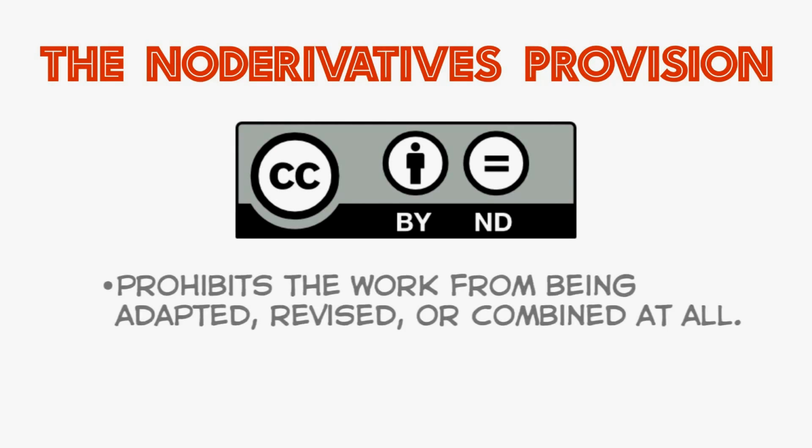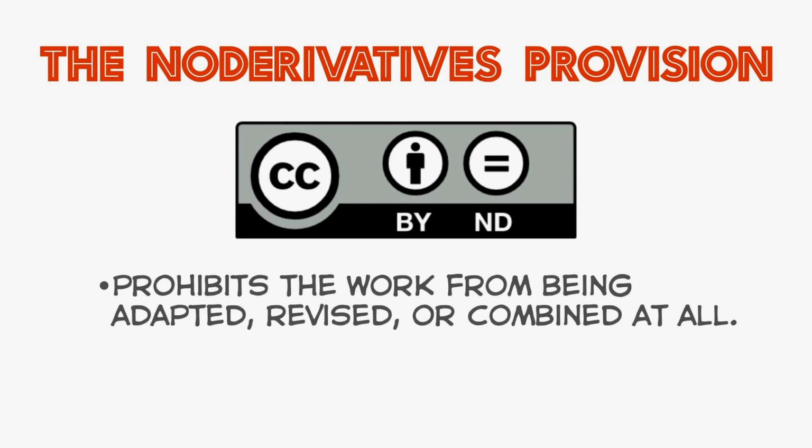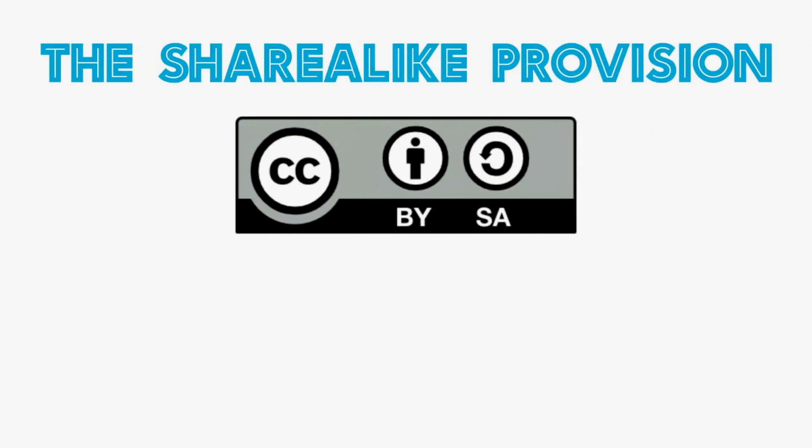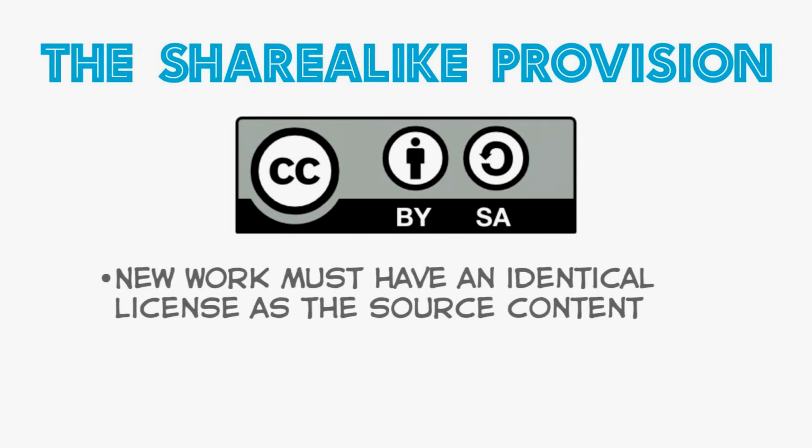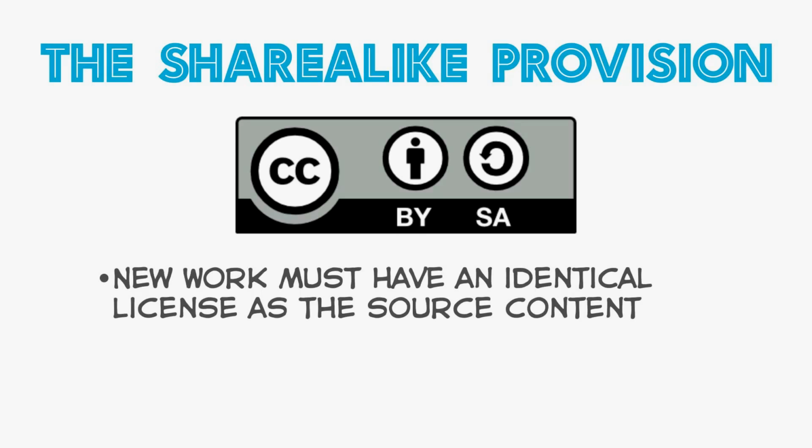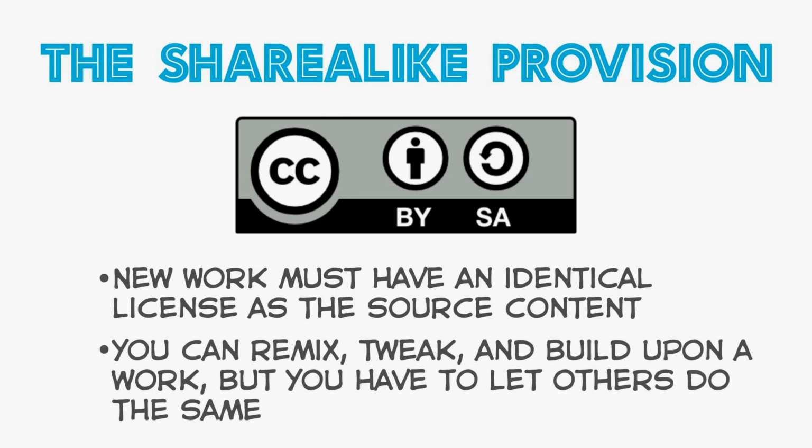The ND provision prohibits the works from being adapted, revised, or combined at all. With a Share Alike or SA provision, your new work must have an identical license as the source content. In other words, this license lets others remix, tweak, and build upon a work, as long as they credit the creator and license their derivatives under identical terms.